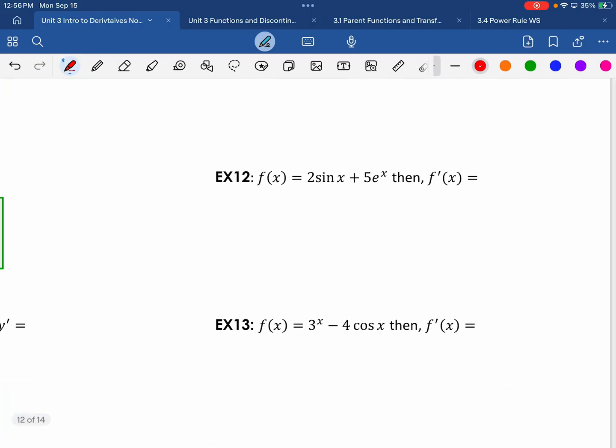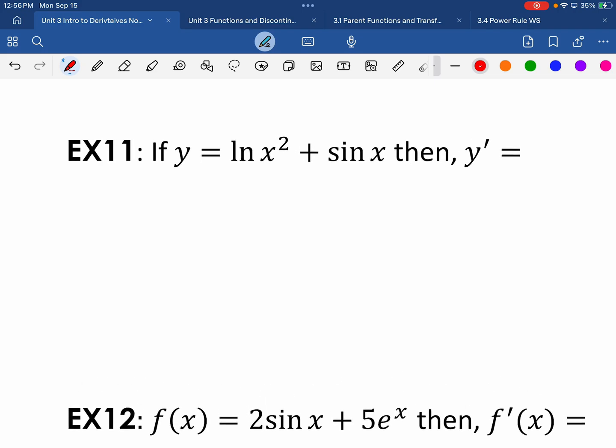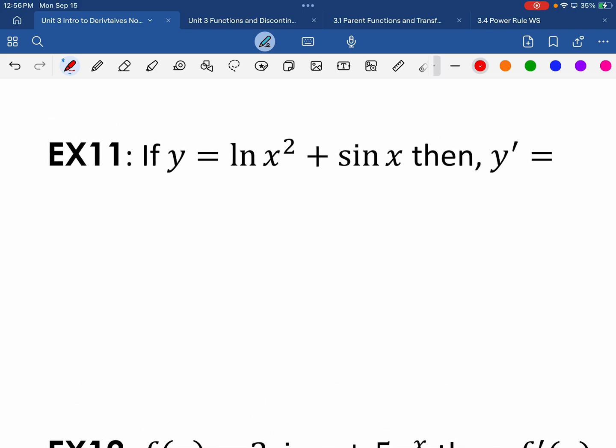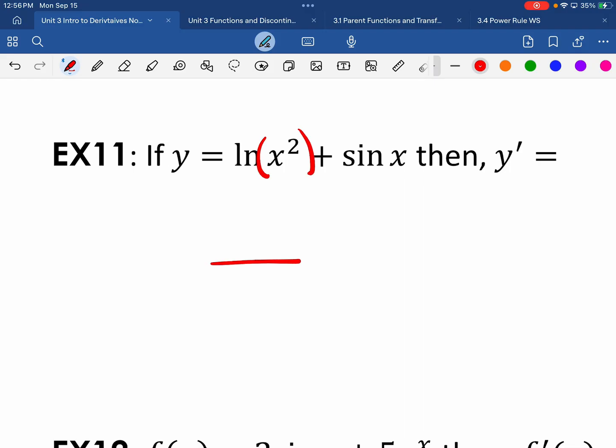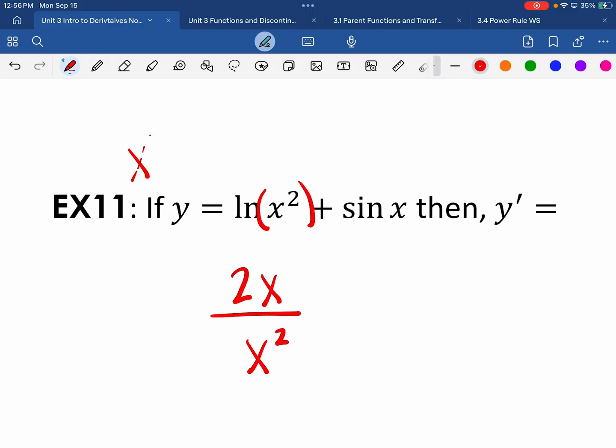Okay, let's go to 11. On 11, this ln of x squared, you could do this 2 ways. First, let's just use the derivative rule. What is inside the log? x squared. What is the derivative of x squared? 2x. Is that the power rule right there? Yep. So x squared, the 2 goes in the front, minus 1 from the exponent, so it just becomes 2 over x.